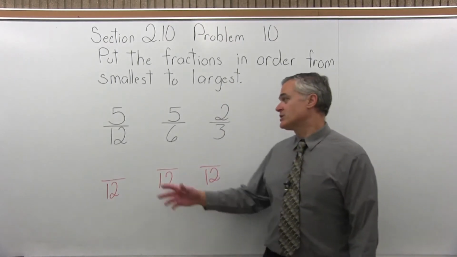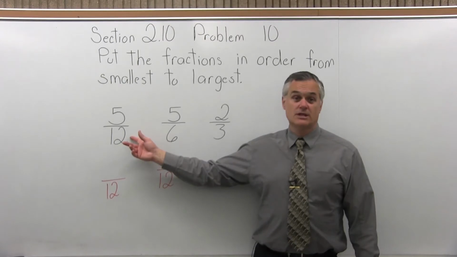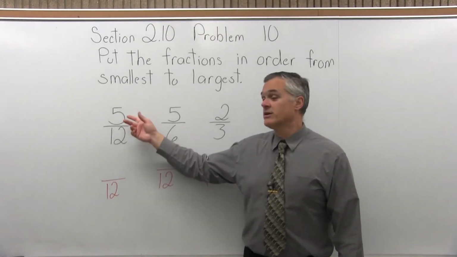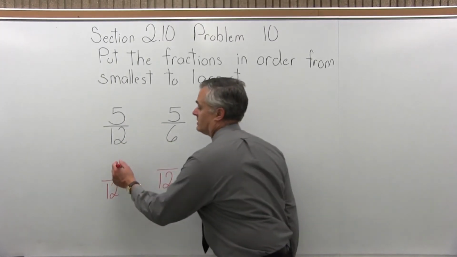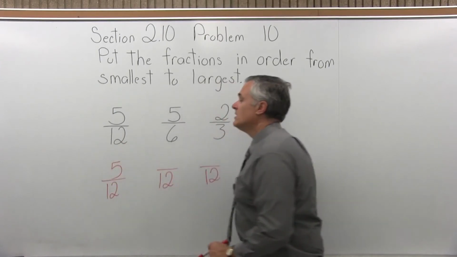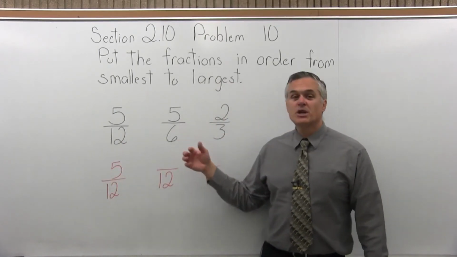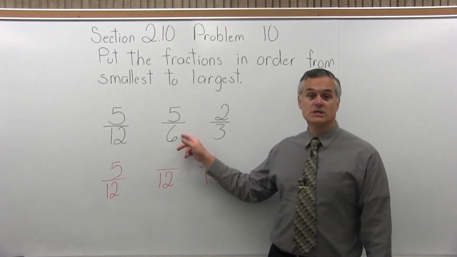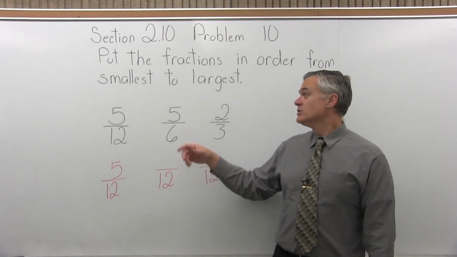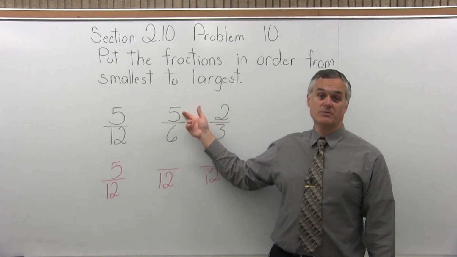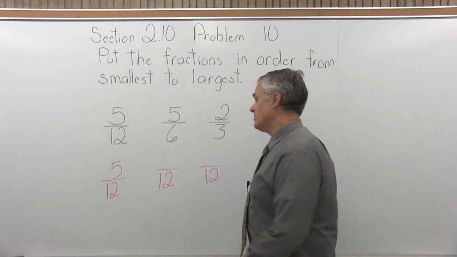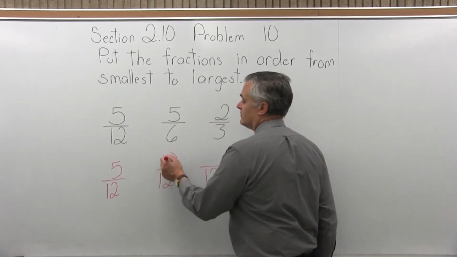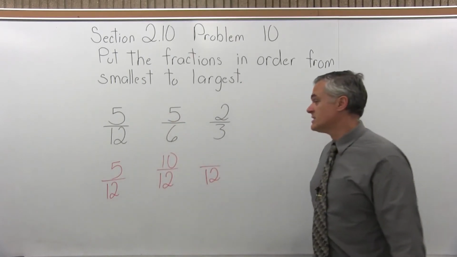Now the first fraction, the denominator stayed 12. So the numerator can stay 5. Nothing changes. The middle fraction, though, the denominator was a 6, it became a 12. So that means I must have multiplied times 2. 6 times 2 is 12. So the numerator would also be multiplied times 2. 5 times 2 would be 10. So 10 over 12 is equivalent to 5 over 6.